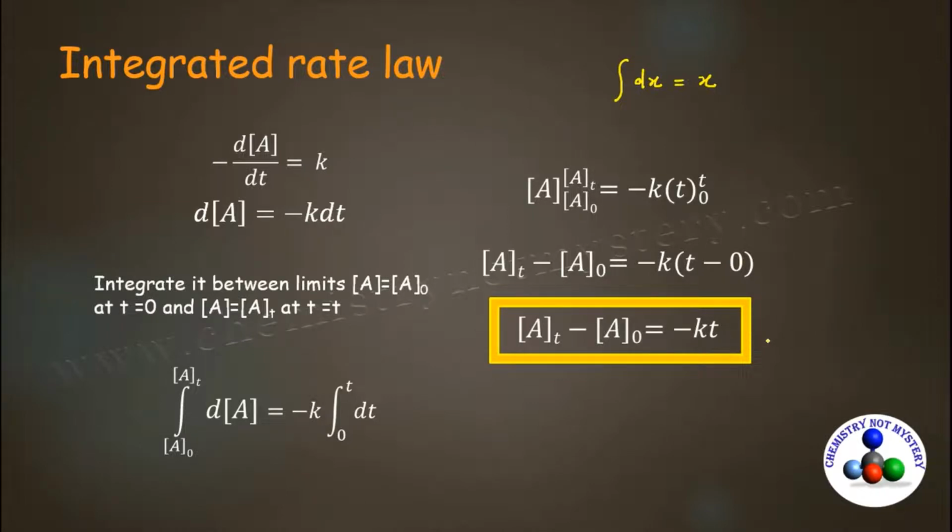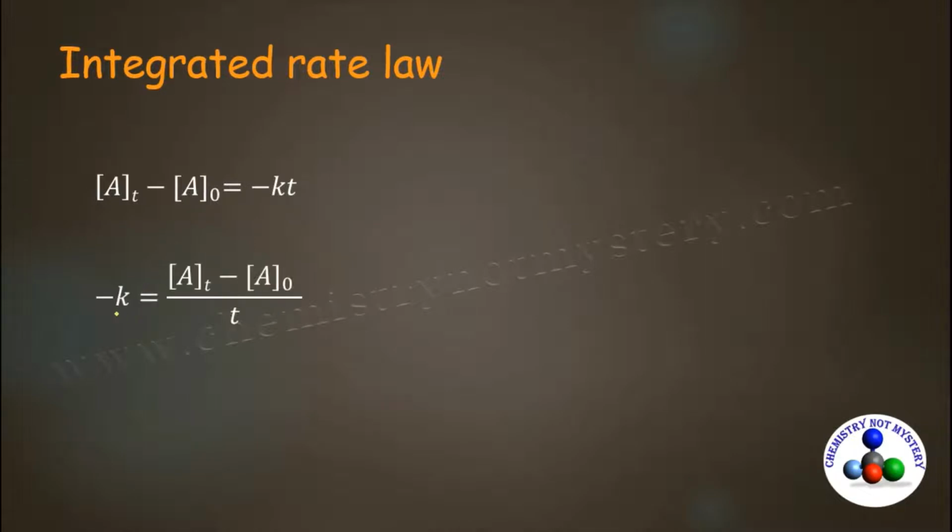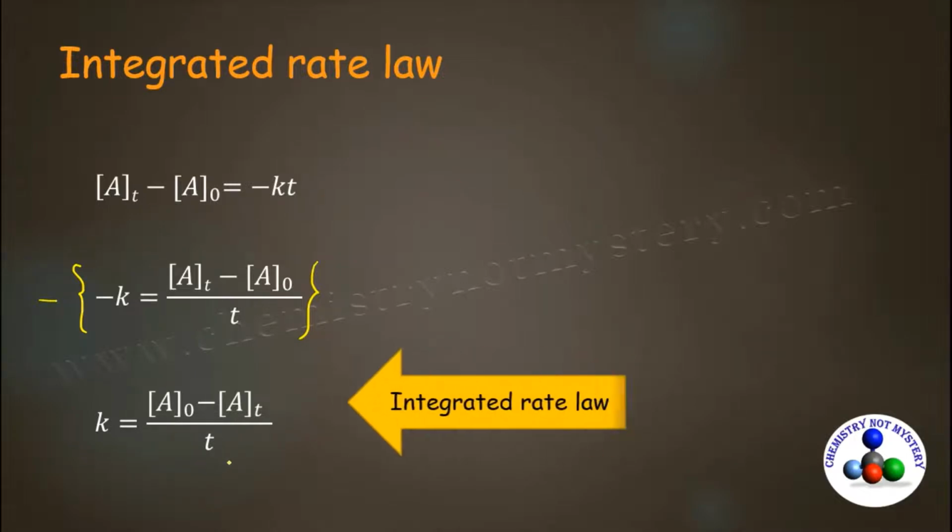You may get another form of this integrated rate law by rearranging the equation. So let's rearrange it. When you transfer t to the other side of the equation, you will get minus k is equal to At minus A0 over t. Now multiply this equation with minus. So you will get k is equal to A0 minus At over t. This is another form of integrated rate law for zero order reaction.